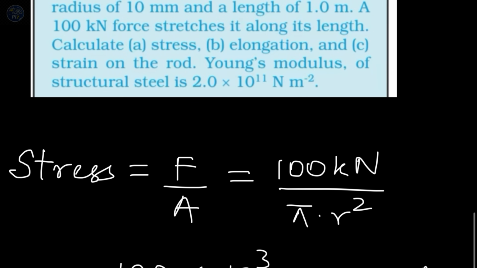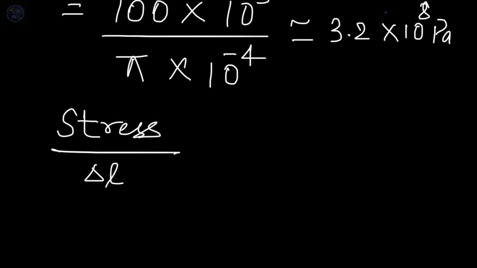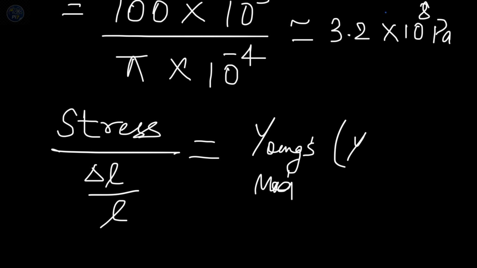Now next we need to calculate elongation. From Hooke's law, one more thing: unless and until it is mentioned that the deformations are not small, we will always assume that the deformations are small and Hooke's law is applicable. If Hooke's law is applicable here, then we know that the ratio of stress and strain is a constant. So stress by strain, what is the strain? Change in length by original length is a constant. And what is that constant here? Young's modulus, or capital Y.